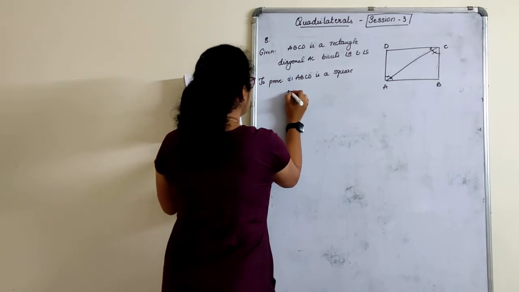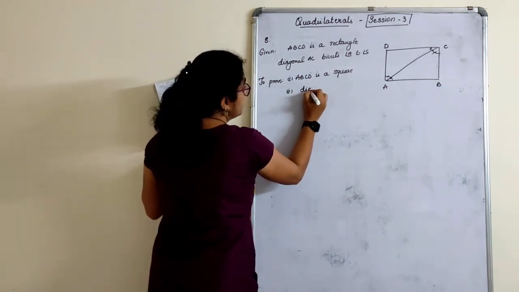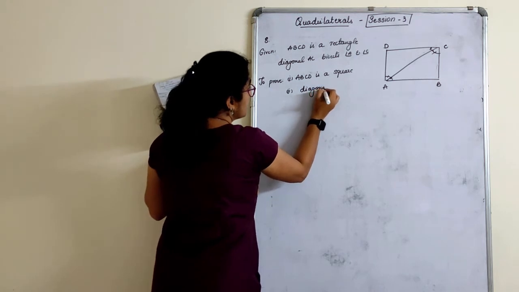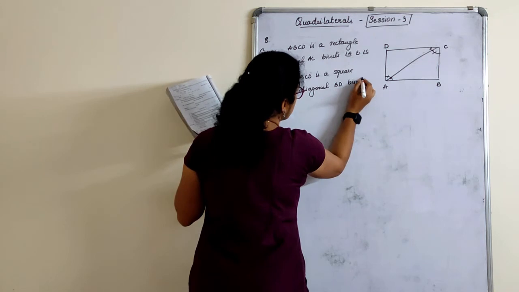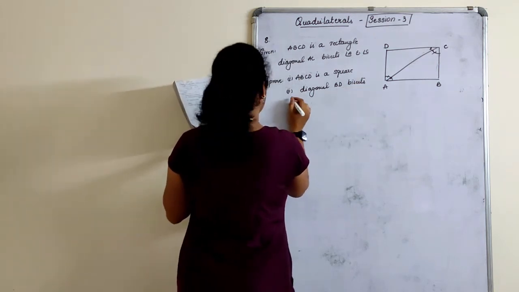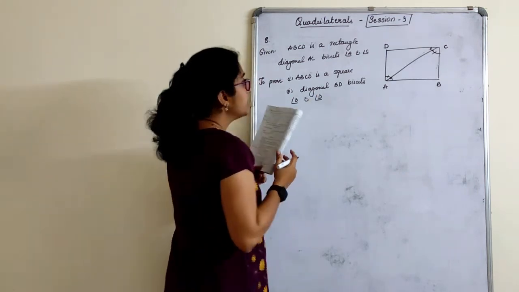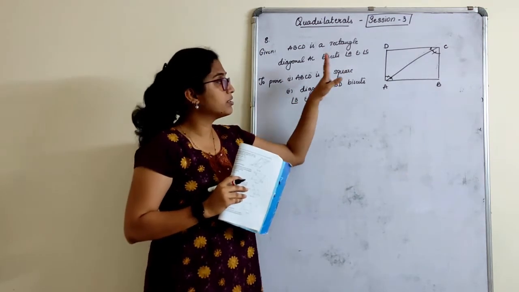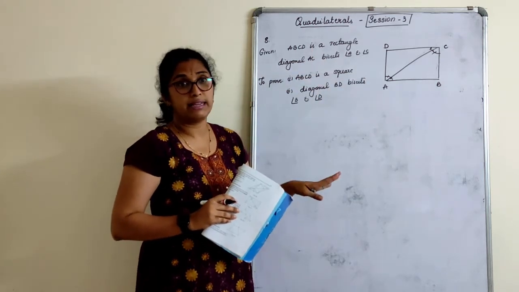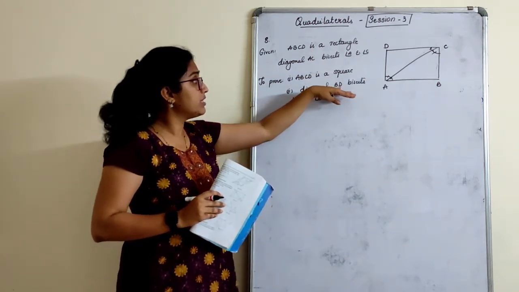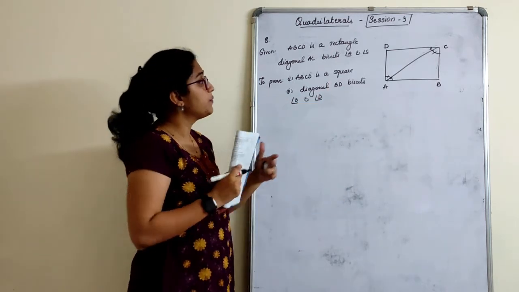First part. Second part, diagonal BD bisects angle B and angle D. Now first of all, I will not draw the diagonal BD, because to prove the first part, that it is a square, I don't require that diagonal. For the second part, when I am proving that diagonal BD bisects, I will redraw the figure once again.